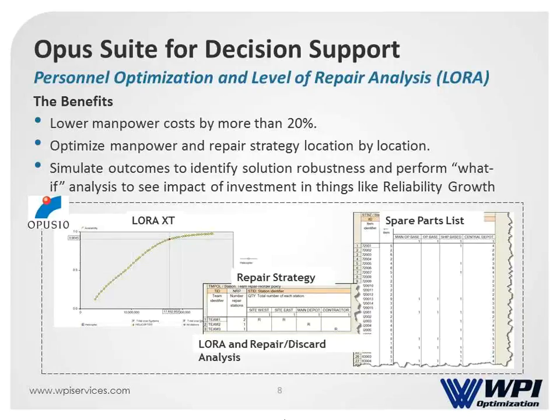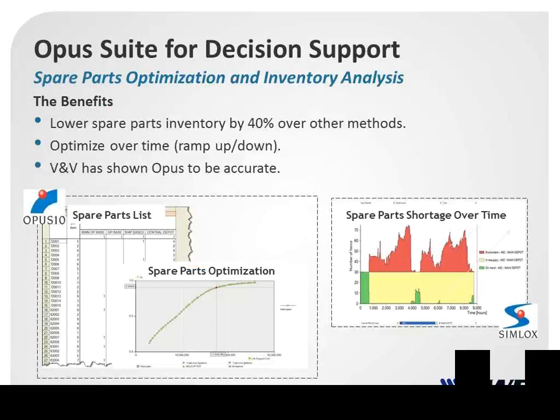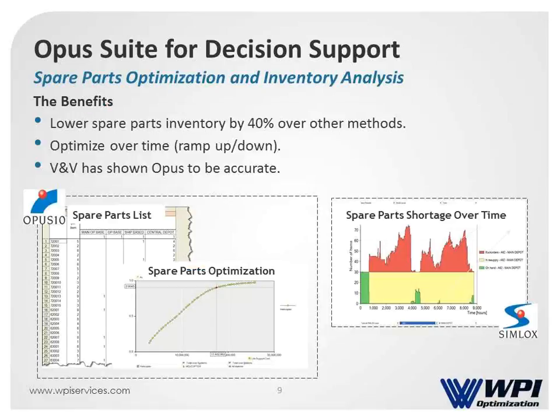So when we look at the criticality and the importance of optimizing our people, it's important to simulate some different outcomes, identify our solution robustness, and perform the what-if analysis to see the impact of things like investment in reliability growth, the investment in new test equipment, and understand how these things may change over time. And finally, performing the spare parts analyses is critical. Again, to availability. Not necessarily to the life cycle cost, but certainly aircraft availability, ship availability, things like that.